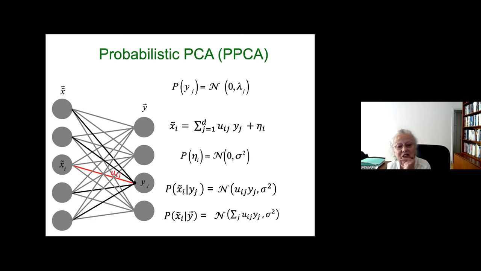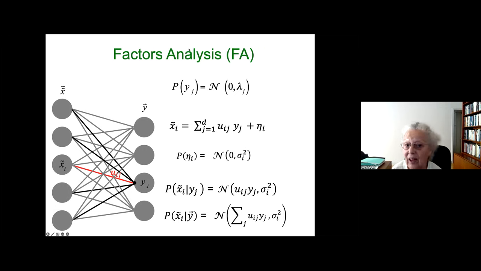And then the next step of sophistication in creating these probabilistic generative models is to think of this noise as having an amplitude or a variance that is specific to each one of the nodes, specific to each one of the components of x that I am reconstructing. And that's what is called factor analysis, which has exactly the same structure. We start by thinking that the probability distribution of each one of the latent variables is a Gaussian with zero mean, so it's a normal distribution with zero mean and a variance equal to the corresponding eigenvalue lambda j. Our generative model is again a noisy linear combination. The ith component of x is given by this sum, uij yj, j sum from 1 to d, plus eta i. Eta i is the noise term associated with the ith component of the vector that I'm trying to reconstruct, the vector of observables.